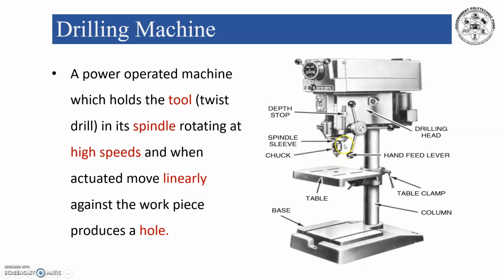Next is the part that is called the spindle. You can see here a spindle sleeve is provided in which the spindle is mounted. The drill which is used to make the hole is inserted into this vertical spindle. So these are the parts of the drilling machine.